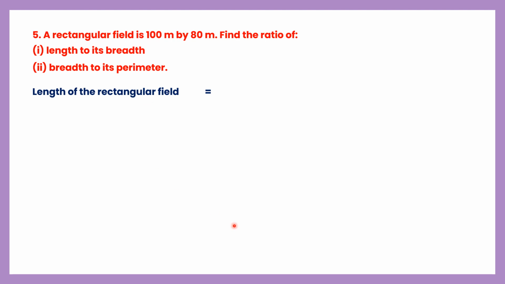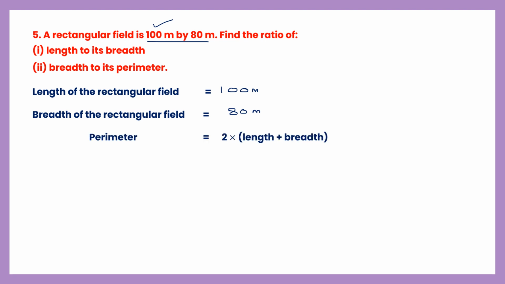So first let's write what's given to us. Length of the rectangular field is given to us. That is 100 meters. So here when they say a rectangular field is 100 meters by 80 meters, the longer one is the length, okay? And then the breadth of the rectangular field is 80 meters. Now before we find the ratio, let's find the perimeter, and the formula is 2 into length plus breadth.